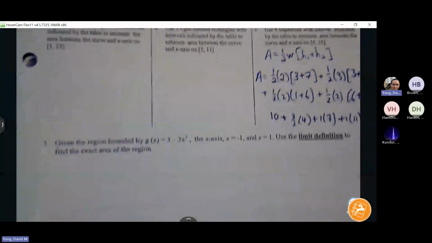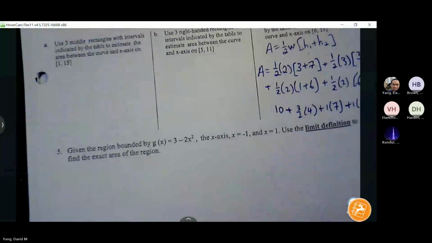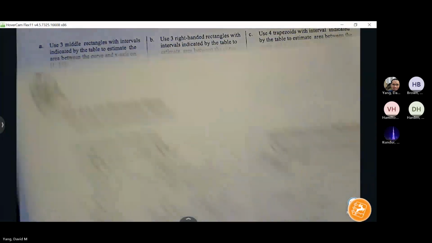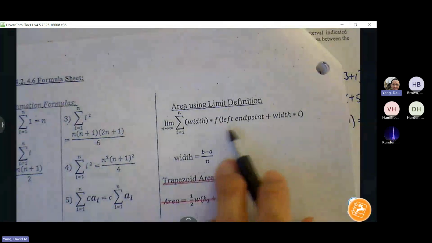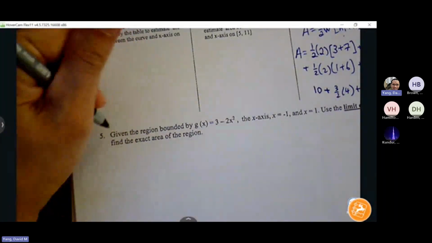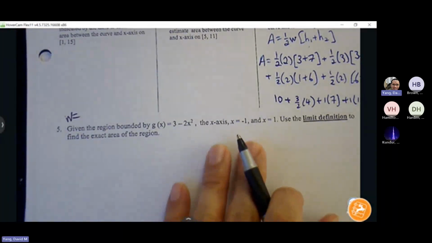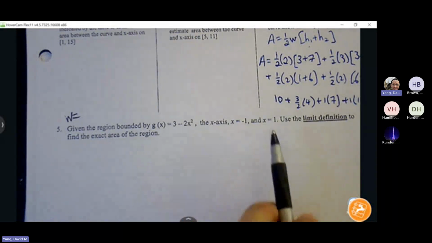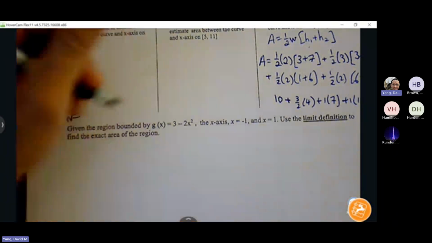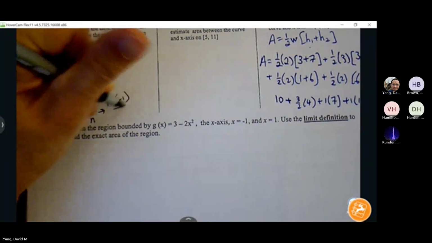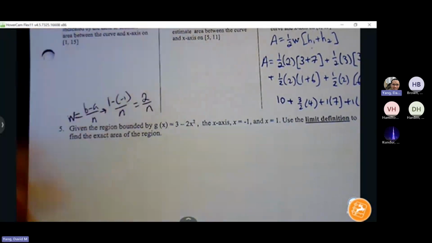Okay, next up, use the limit definition of area. So this is the formula I'm going to give you. We're going to go ahead and write that down there. But we can start off by finding width, right? So width is b minus a over n. We're not going to have a number for n. We're going to leave n alone. So 1 minus -1 over n. So my width is 2 over n.